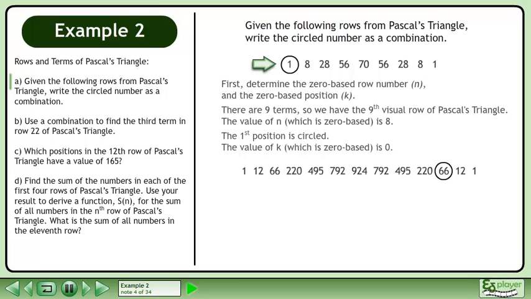The first position is circled. The value of k, which is zero-based, is 0. The answer is 8 choose 0. Now we'll move on to the next row.